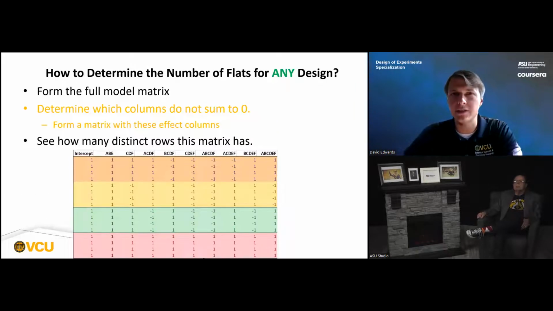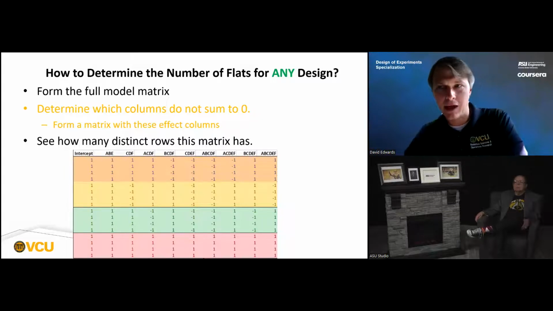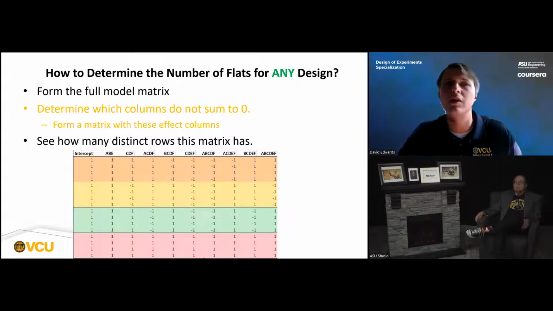So how do you determine this? How do you find out if your design is a parallel flats design? Turns out it is super easy to do. It seems like a mysterious concept when you first look at it, but you can take any design and figure out, do I have any parallel flat structure here? And if you do, then you know that you've got a block diagonal structure and separation of effects into alias sets. So that's cool to know.